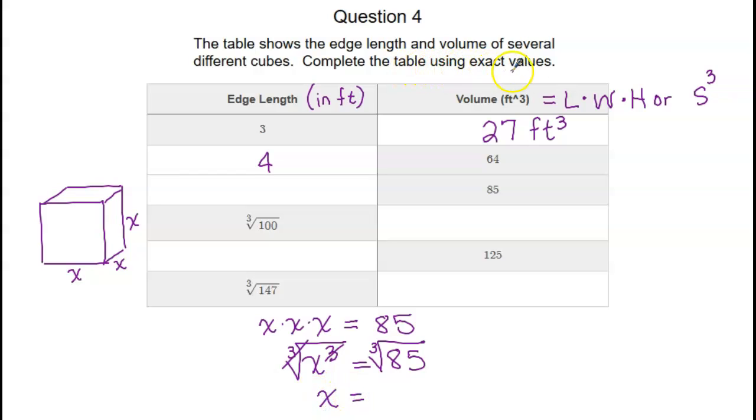And because this says using exact values, this is actually the exact value right here. If we were to calculate this in the computer, find the cube root in the computer and round it to a decimal, that's an approximation. So this is actually the exact number. So this is the cube root of 85. So notice here, the cube root of 85 gives us a volume of 85. So let's look at the next one.